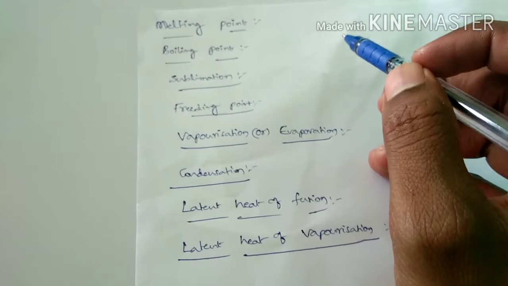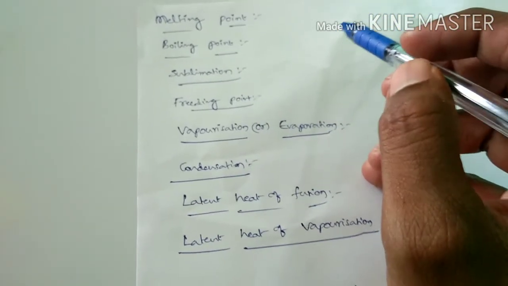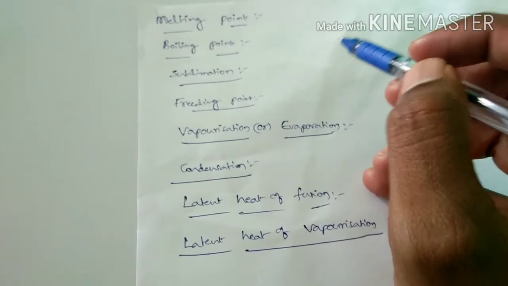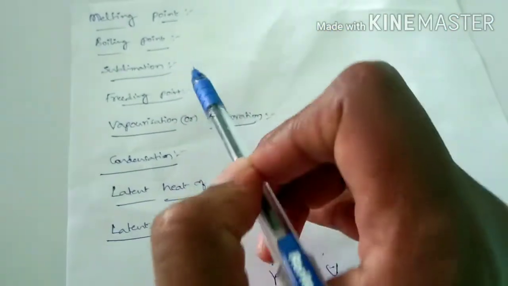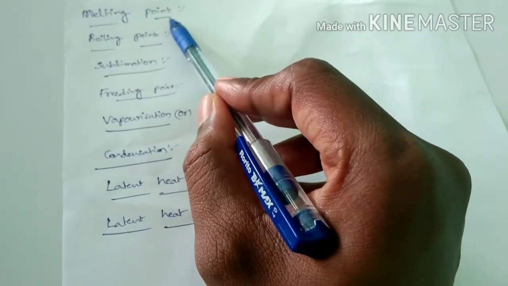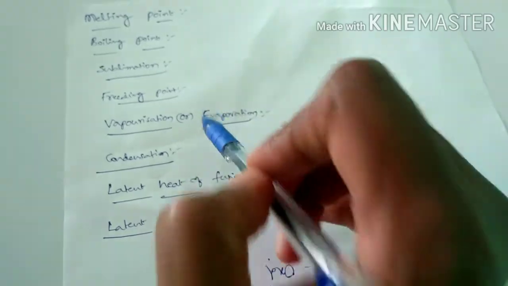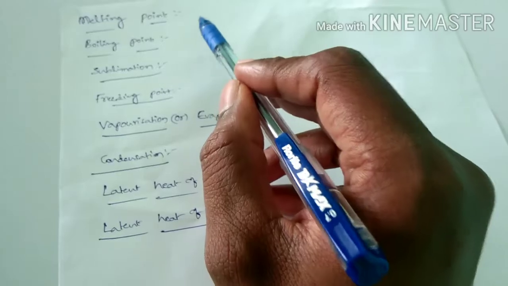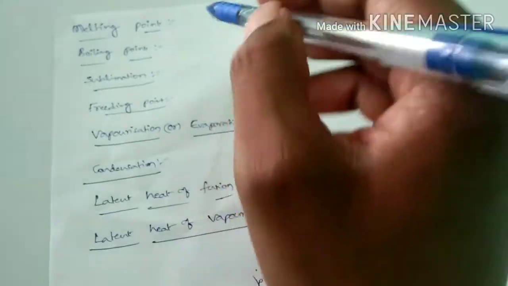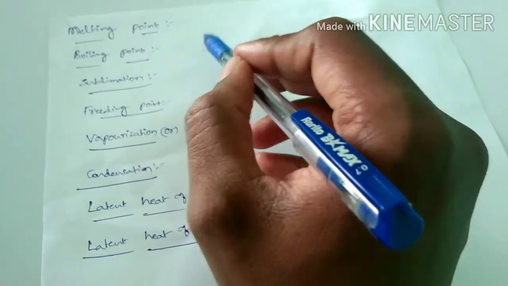In previous video we discussed some fundamental points regarding chemistry. In first chapter, that is matter in our surroundings, there are some more points regarding this one. That is first one, melting point. Melting point means the temperature at which solid is converted into liquid. The temperature at which solid is converted into liquid is called melting point.